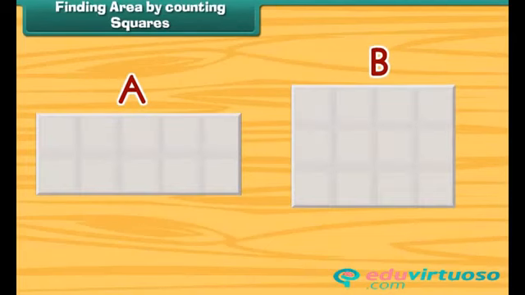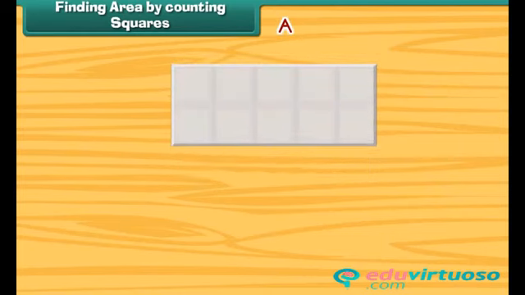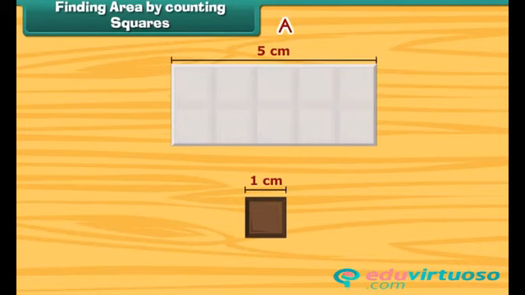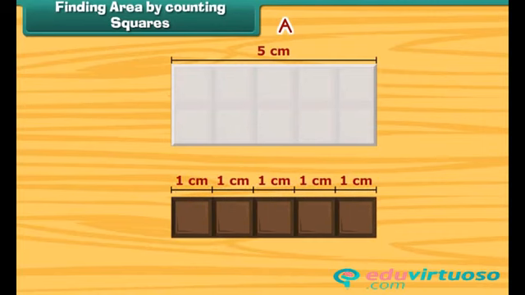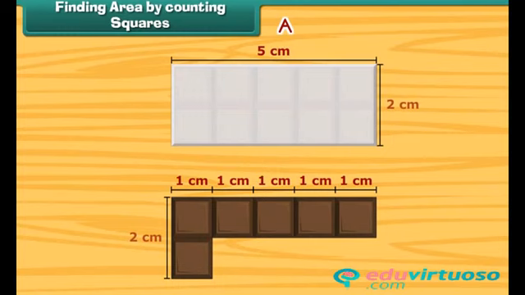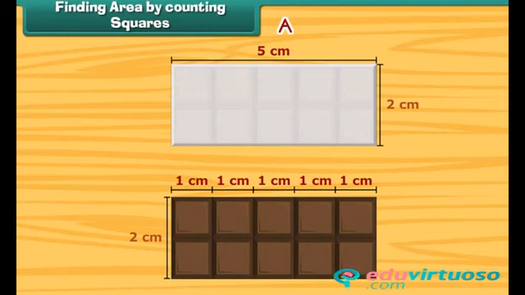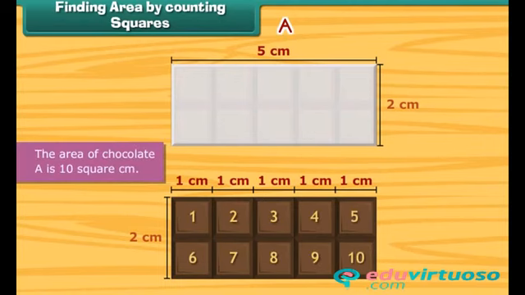Friends, we have these 2 chocolates. Let us find out which one is bigger and which one is smaller. We will take the help of one square piece of chocolate of side 1 centimeter. The length of the chocolate A is 5 centimeter. So, 5 squares can be arranged along its length. The width of this chocolate is 2 centimeter. So, 2 squares can be arranged along its width. Thus, in total, 10 squares can be arranged on it. So, the area of chocolate A is 10 square centimeters.